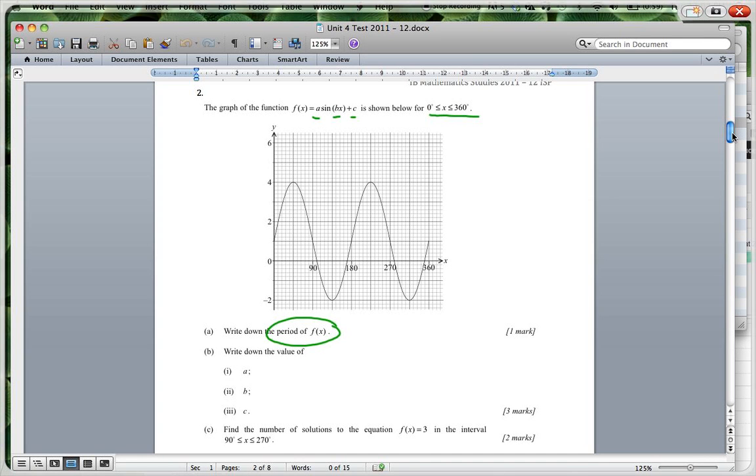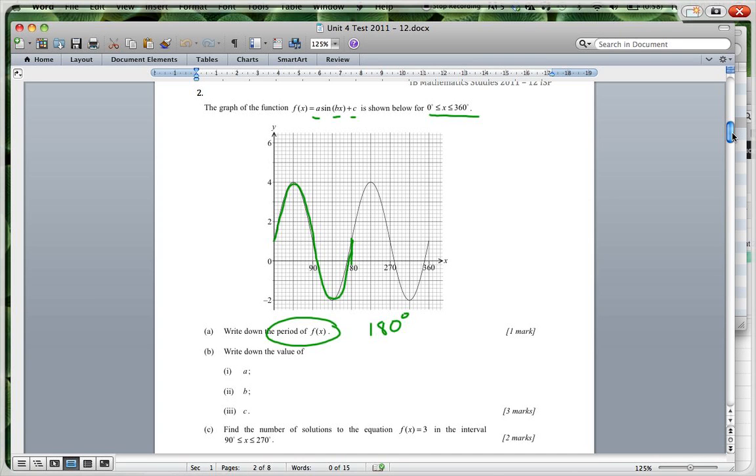What does this term period mean? It's the number of degrees to complete one full cycle. So if I drew one full cycle from here, this would be a full cycle. I'd go up to there, and from then on I'm starting to repeat what I've done before. So it's this point over here. So the period of f of x is, what is this? This is 90, 180. It's going to be 180. All right? You okay with that?